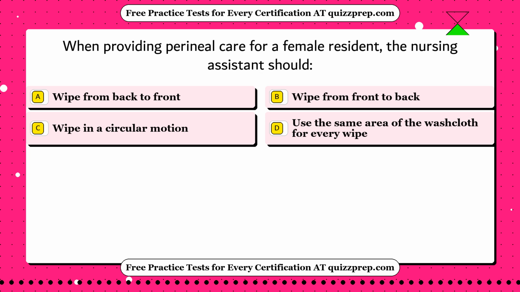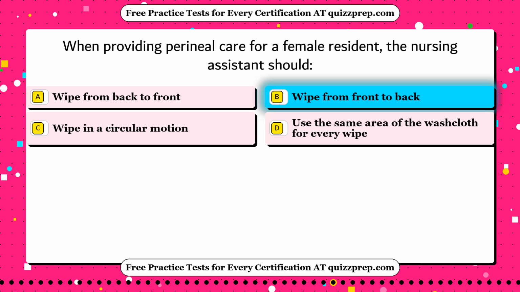Question 21. When providing perineal care for a female resident, the nursing assistant should: Option A, wipe from back to front. Option B, wipe from front to back. Option C, wipe in a circular motion. Option D, use the same area of the washcloth for every wipe.